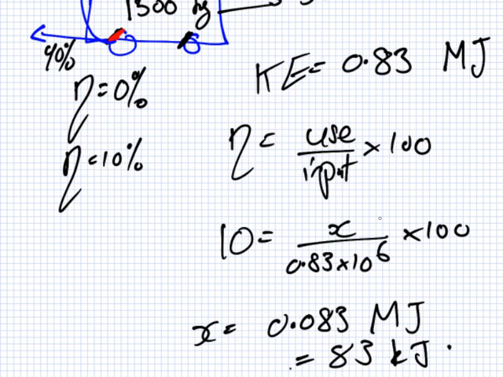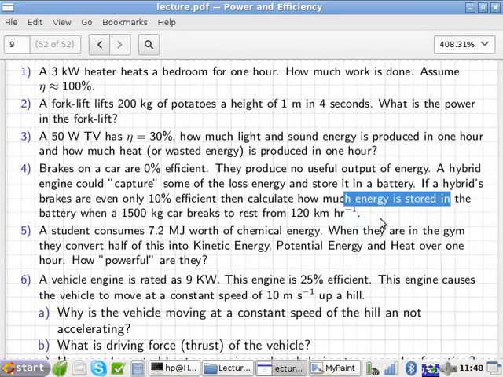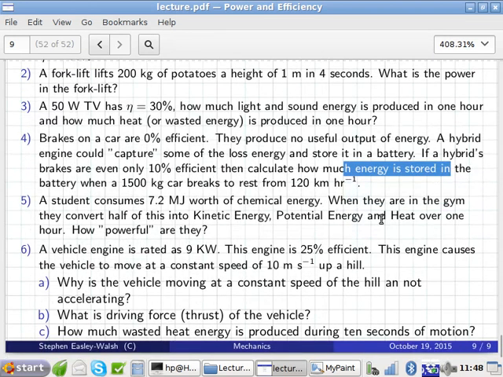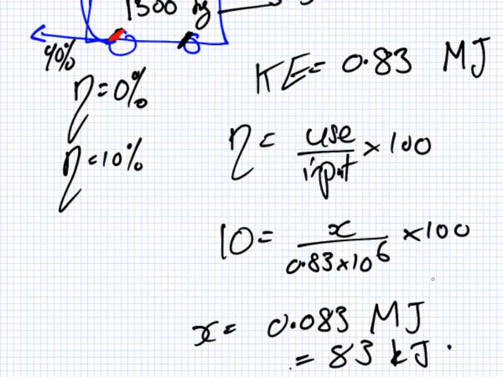Okay, can I go to the next one? So, I think we're back to car. Ah, yes, the last one is a little tricky. Did anybody get it? Okay. So you have an engine, 9 kilowatts, 25% efficient, and it's moving up at 10 meters per second.